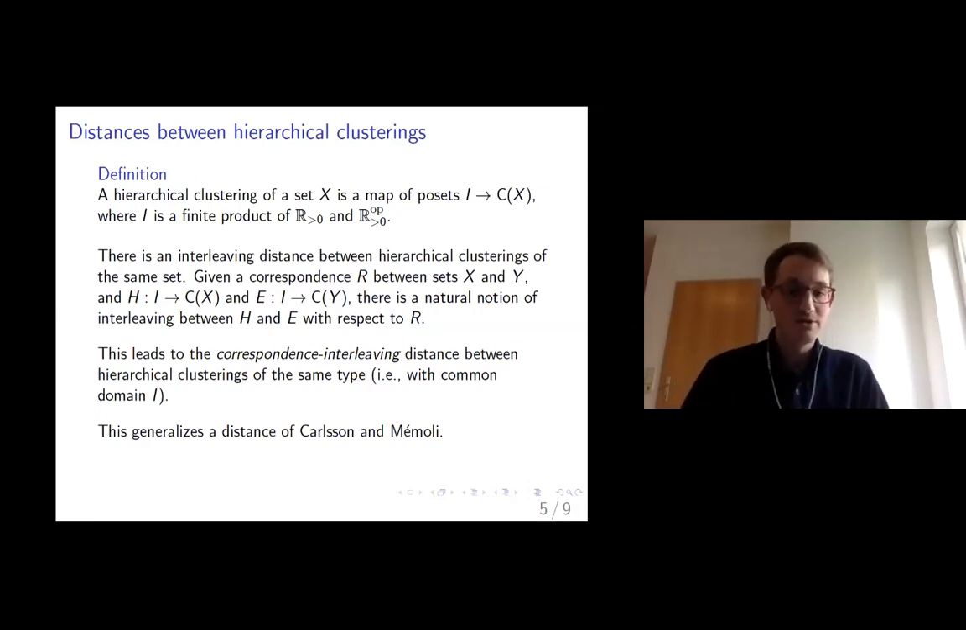This correspondence interleaving distance is not new. It generalizes a distance of Carlsson and Mémoli that was defined for certain 1 and 2 parameter hierarchical clusterings with some tameness conditions. The main observation here is just that if one is willing to work in this setting where a hierarchical clustering is simply a map of posets of this form, then one can set up this correspondence interleaving distance in a clean way. And this is the distance that we'll use to state both our stability and consistency results.